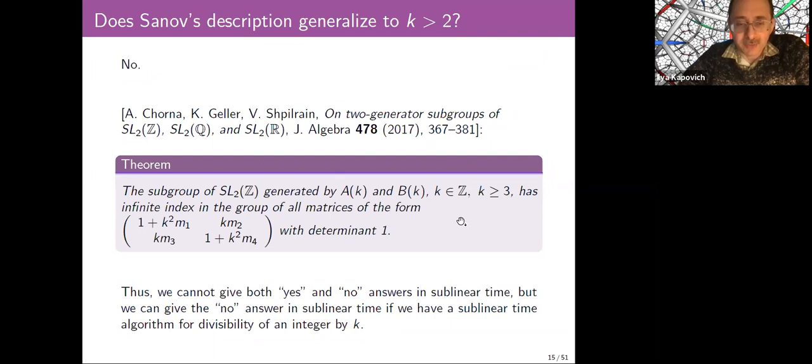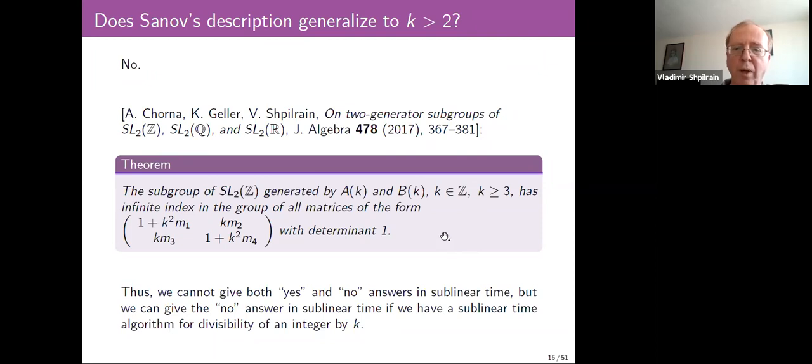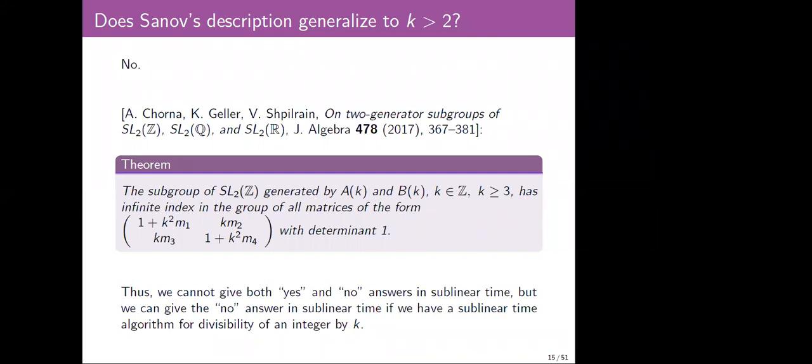So Vladimir, you're assuming here that the elements of SL 2 Z are given to you with entries in binary or in decimal form, right? Yes, either in binary or in decimal. Like I said in the beginning, that's how we usually interpret integers.